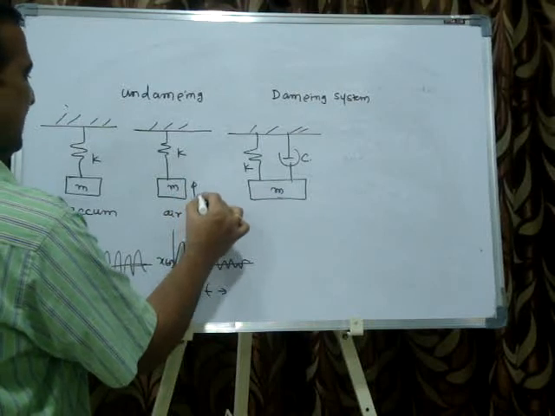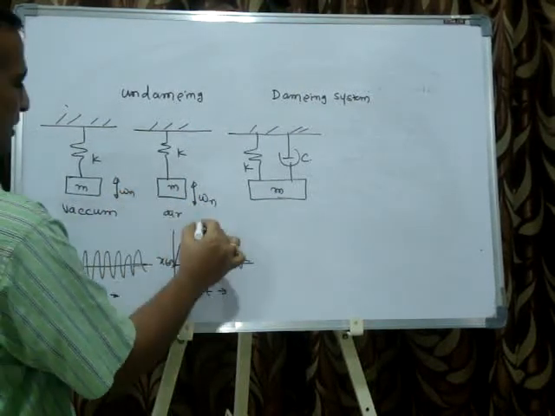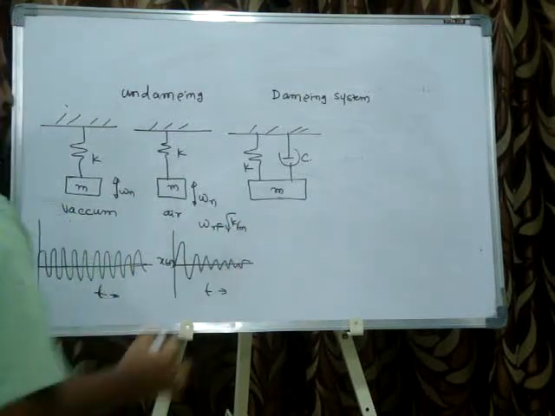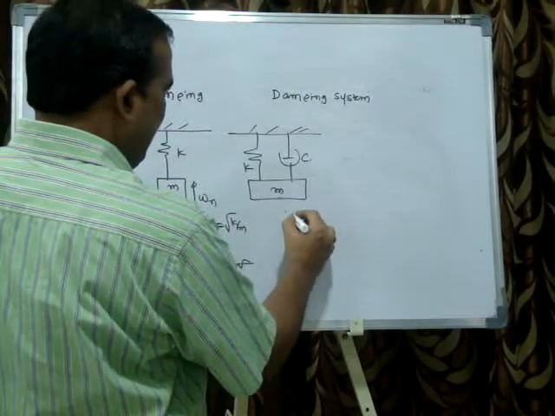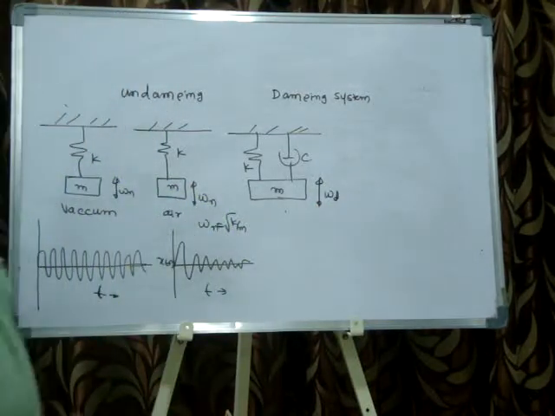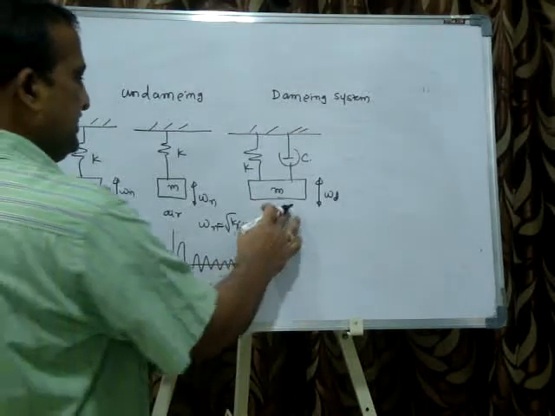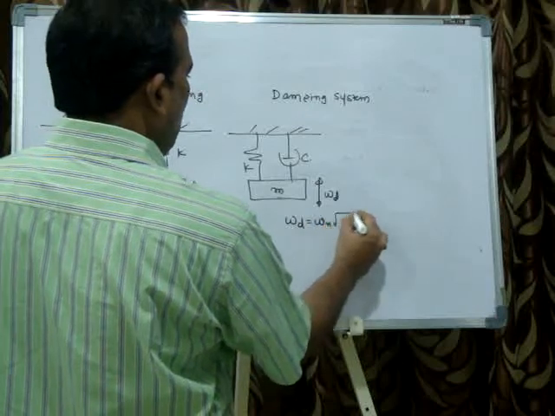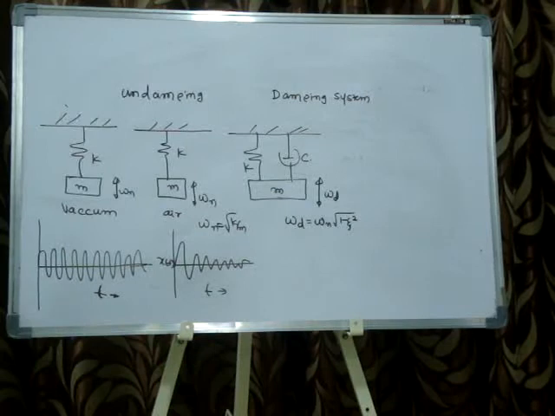Here x of t is oscillating with what? It is oscillating with omega n. What is the omega n value? Root k by m. But here there is an opposition, so the damped system is not oscillating with omega n. It is oscillating with omega d, the damped natural frequency, which is lesser than omega n. Damped natural frequency is equal to omega n root of 1 minus zeta square, for underdamping. I am talking about underdamping.